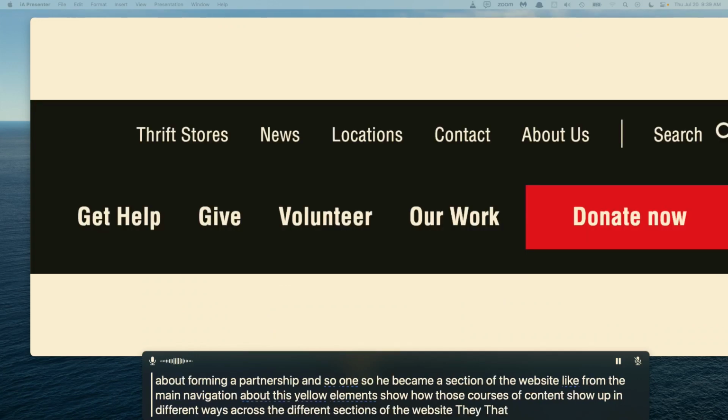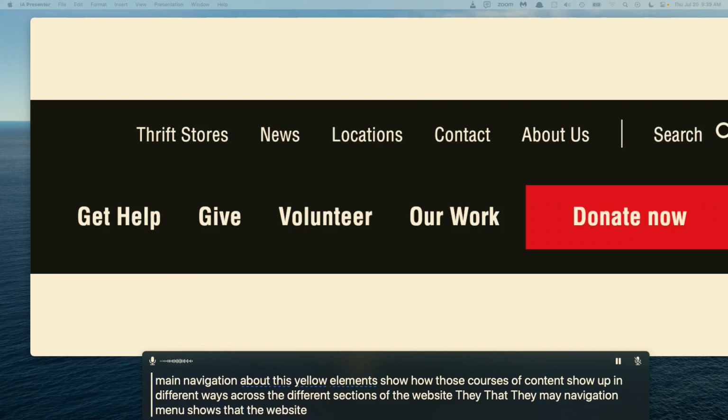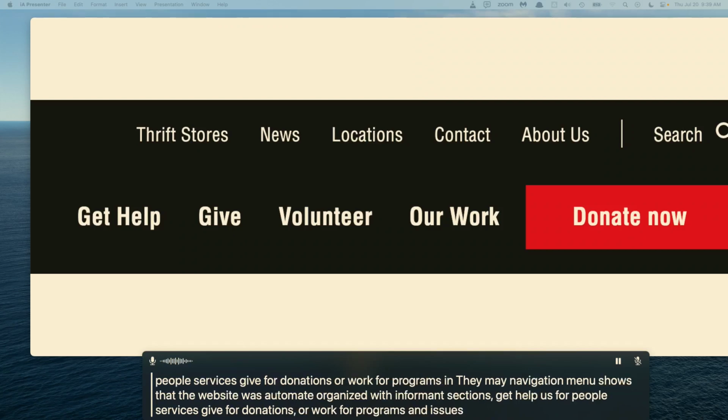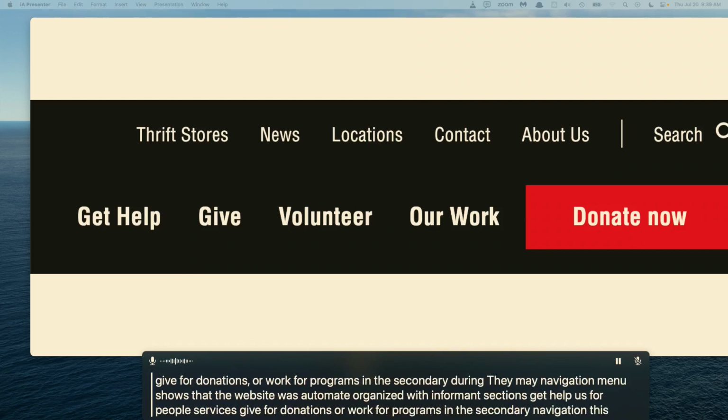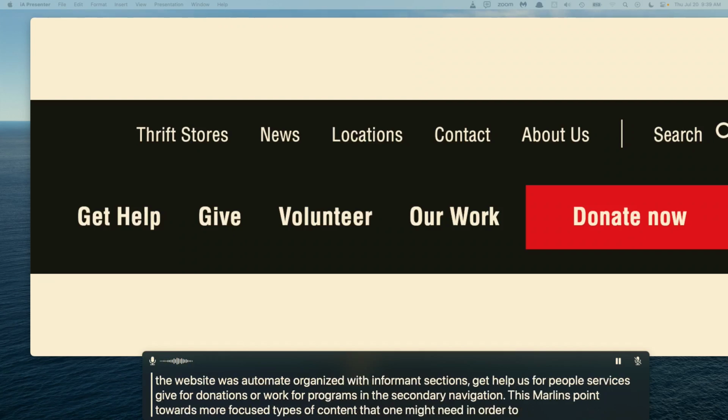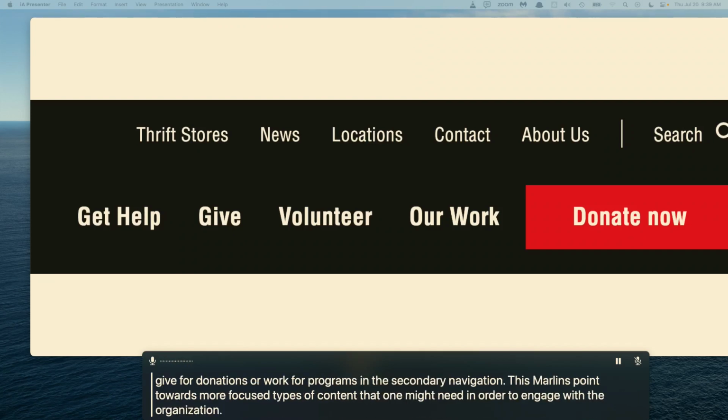The main navigation menu shows that the website was ultimately organized within 4 main sections. Get help is for people seeking services, give for donations, our work for programs and issues. The secondary navigation, these smaller links, point towards more focused types of content that someone might need in order to engage with the organization or travel to one of its locations.